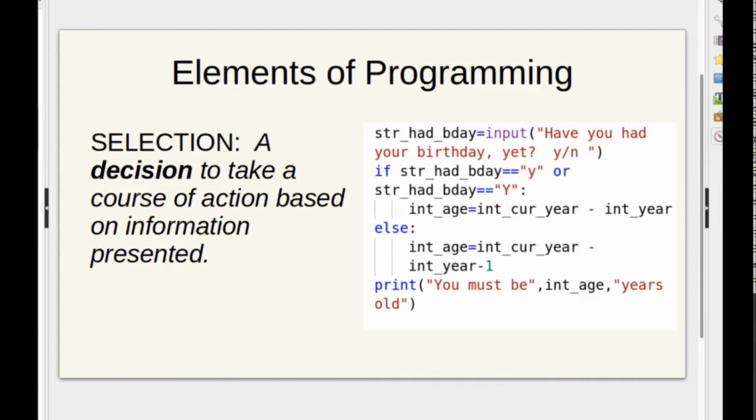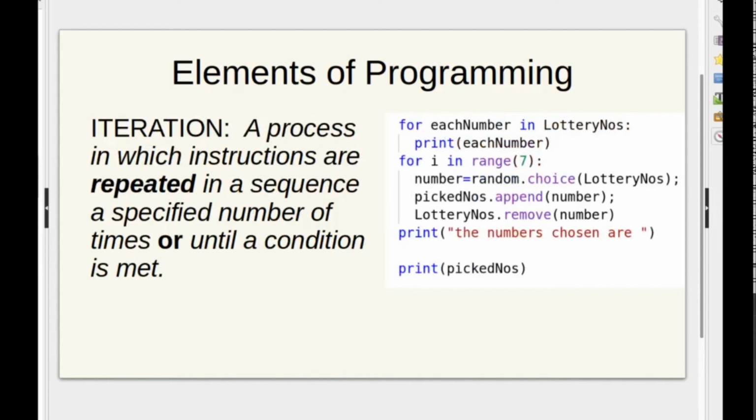Okay, our next element of programming is iteration. So the iterative version we learned is what we call a for loop. We also have something called a while loop, and we will get into that in year 9, we will get into that in year 10, we'll get into that in year 11. You'll get to know and love while loops. They are very cool. But an iteration is a process in which instructions are repeated in a sequence a specified number of times or until a condition is met.